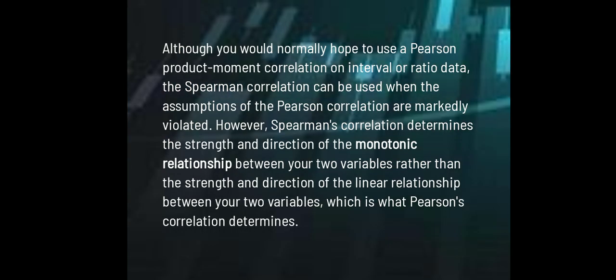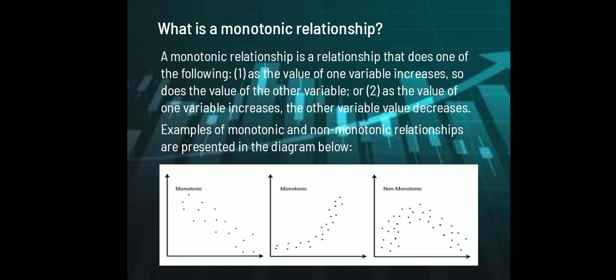Although you would normally hope to use a Pearson product moment correlation on interval or ratio data, the Spearman correlation can be used when the assumptions of the Pearson correlation are markedly violated. However, Spearman's correlation determines the strength and direction of the monotonic relationship between your two variables, rather than the strength and direction of the linear relationship between your two variables, which is what Pearson's correlation determines.